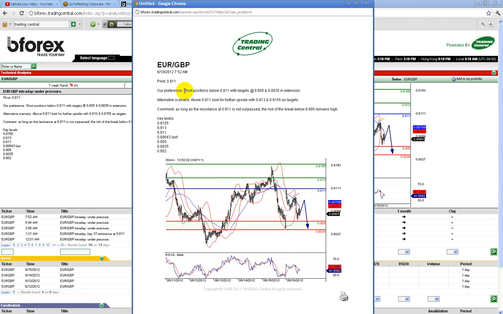Now here we have our preference, a short position, which is selling below 0.811, like I told you before, with targets which are take profits of 0.805 or 0.8035, an extension. Alternative scenario, above 0.811, look for further upside with 0.813 and 0.8155 as targets.